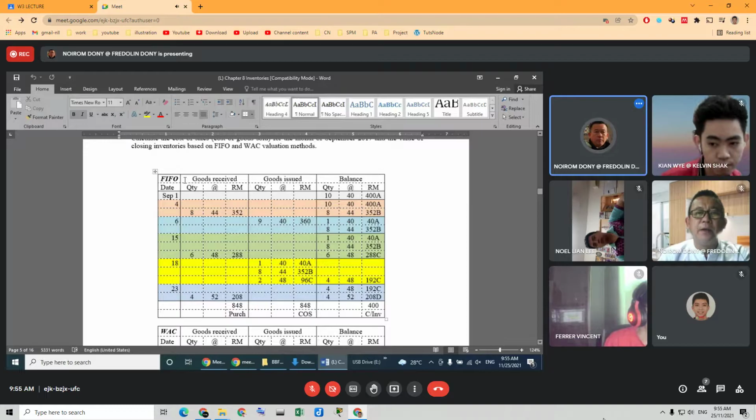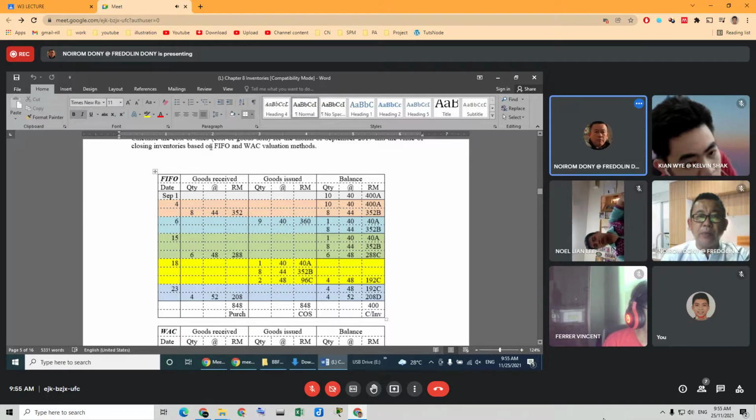Okay, so for easy to remember, each of these columns you have to divide into three sub-columns. Same thing with the second column and the third column. Normally I would symbolize the first as Q, the second one as P, and the third one as V. So it's easy for me to remember.